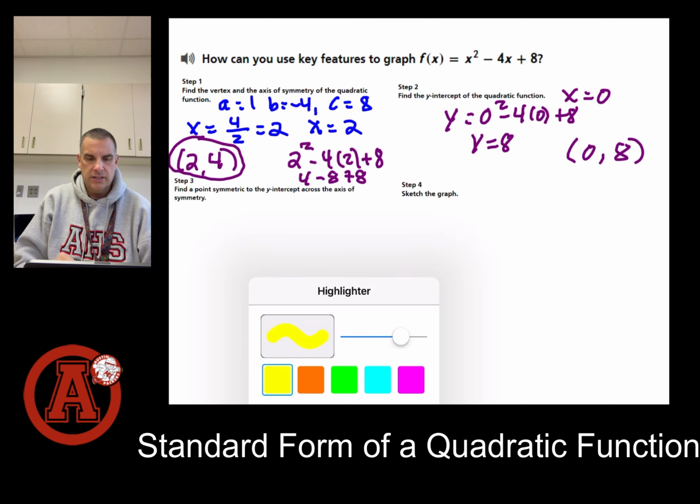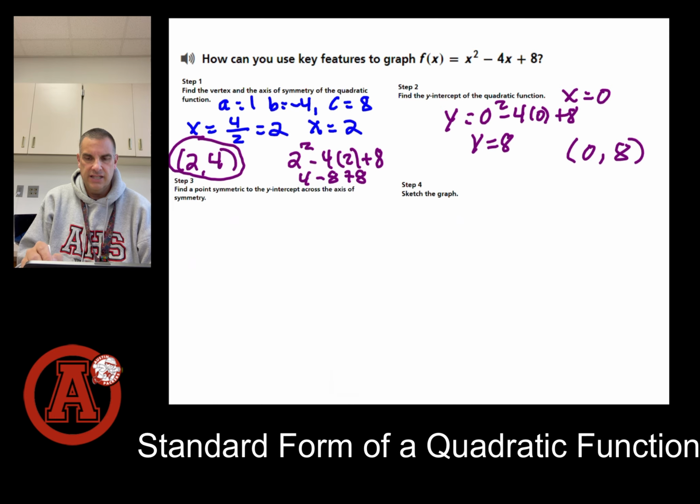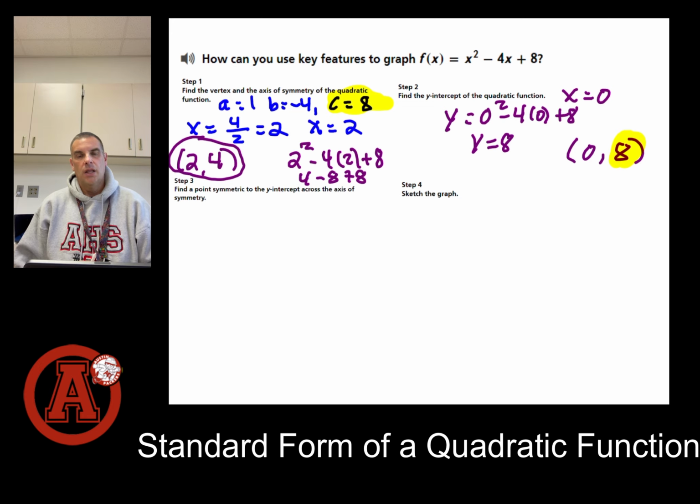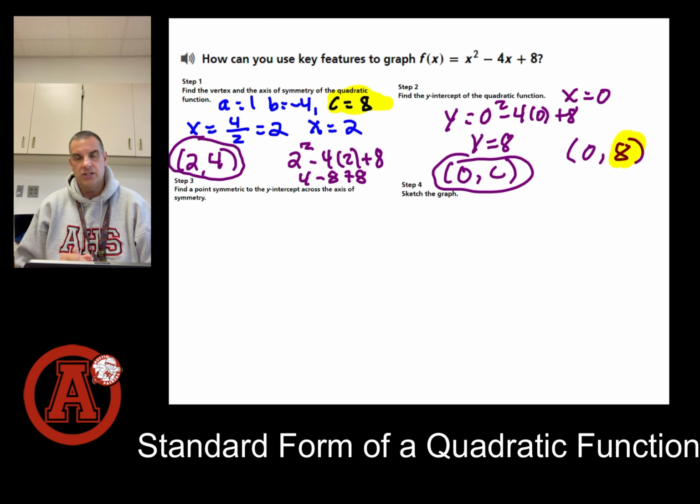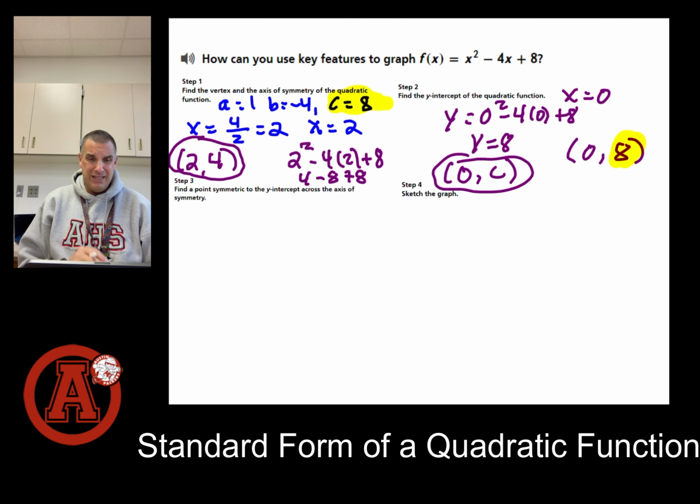Well, what do you notice? This is 8, and so is my c value. It's not a coincidence. That y-intercept is always going to be the point (0, c). It's kind of the fast way to do it. You don't need to do it the long way all the time. Now, step 3 is to find a point symmetric to the y-intercept across the axis of symmetry. I'm going to go right into step 4 and we'll come back to that.